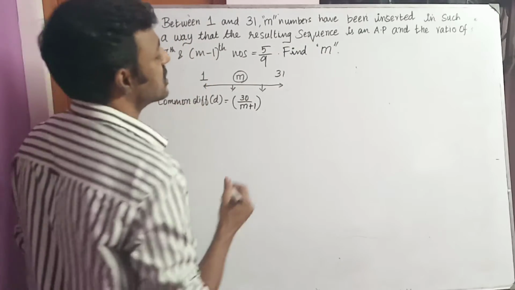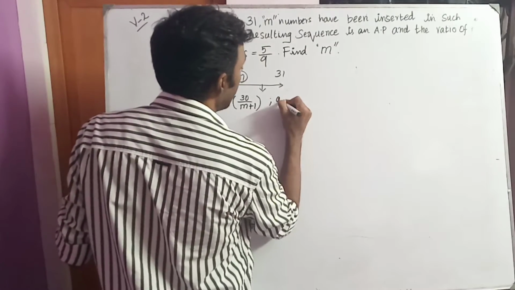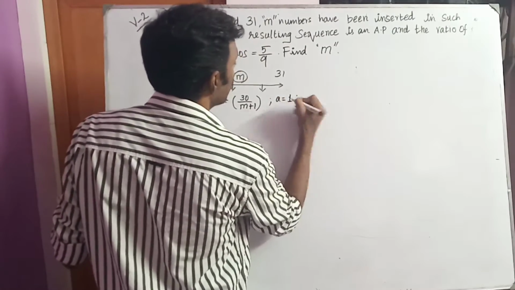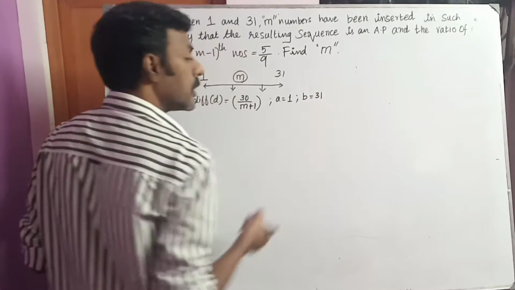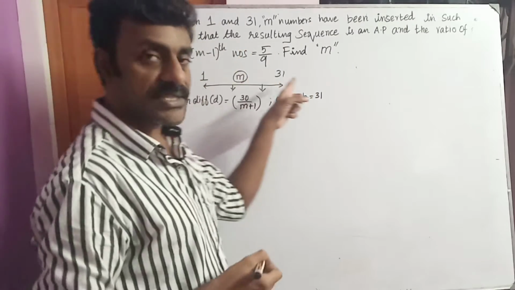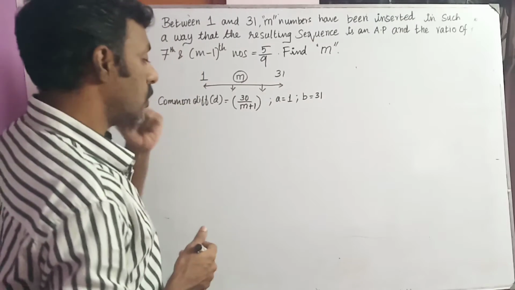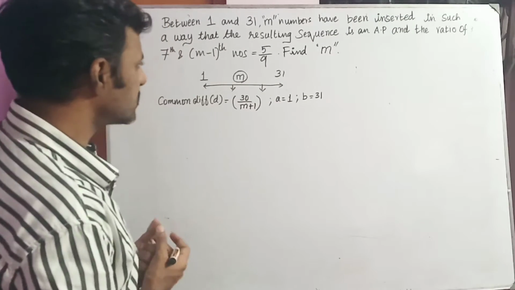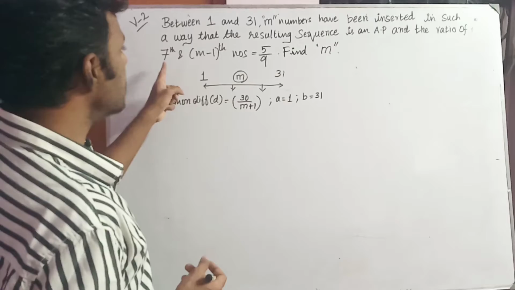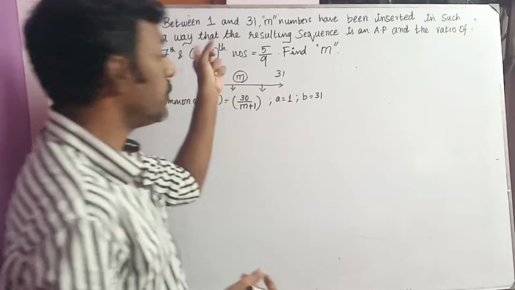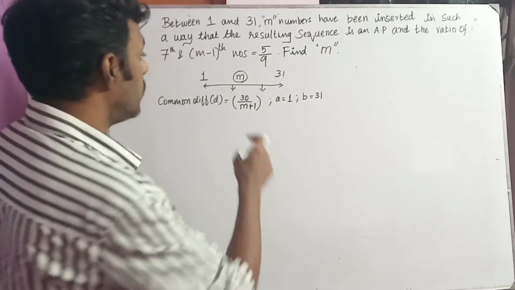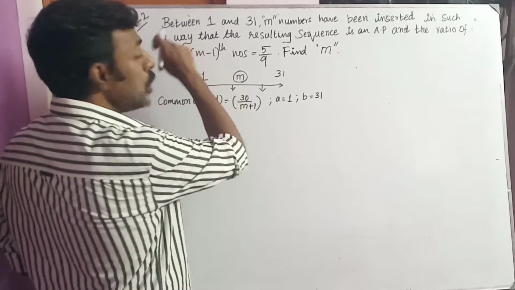So what is the first term here? The first term is a equal to 1. And what is the last term? B is equal to 31. So the first term is 1, the last term is 31. Now let's get into the problem. They are asking for the ratio of the 7th and m minus 1th term, so it's better we find the value of the 7th term.